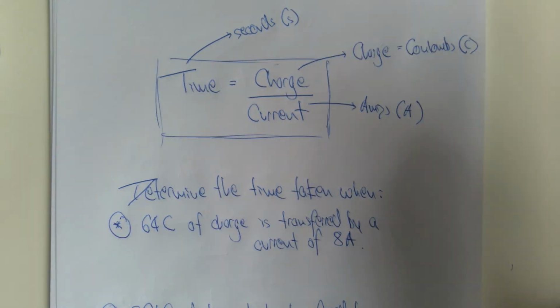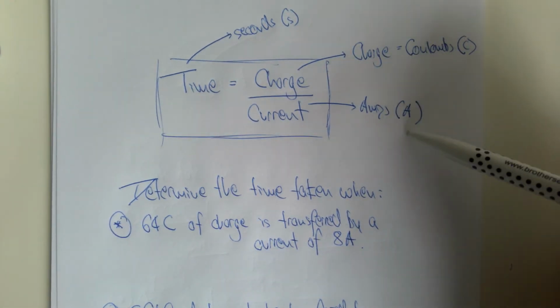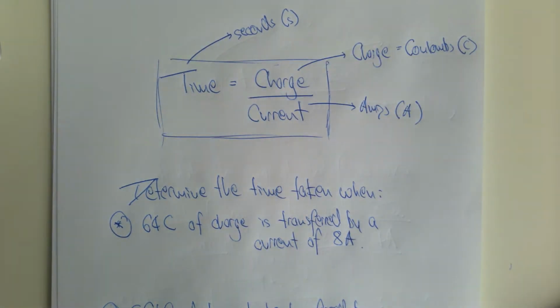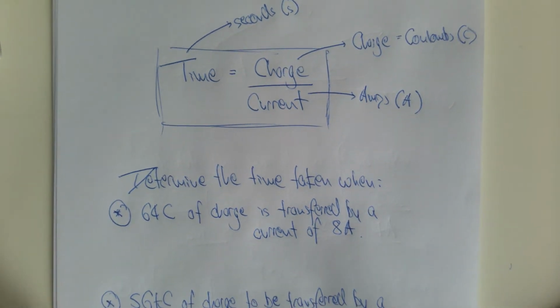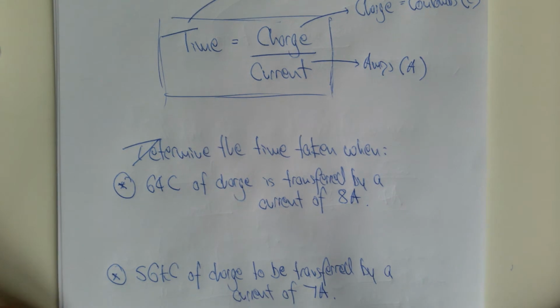So, in these questions, it's ensuring that any coulombs and amps measures that you've got are converted back to coulombs and amps before you carry out the division of the equation. So let's have a look at a couple of worked examples.